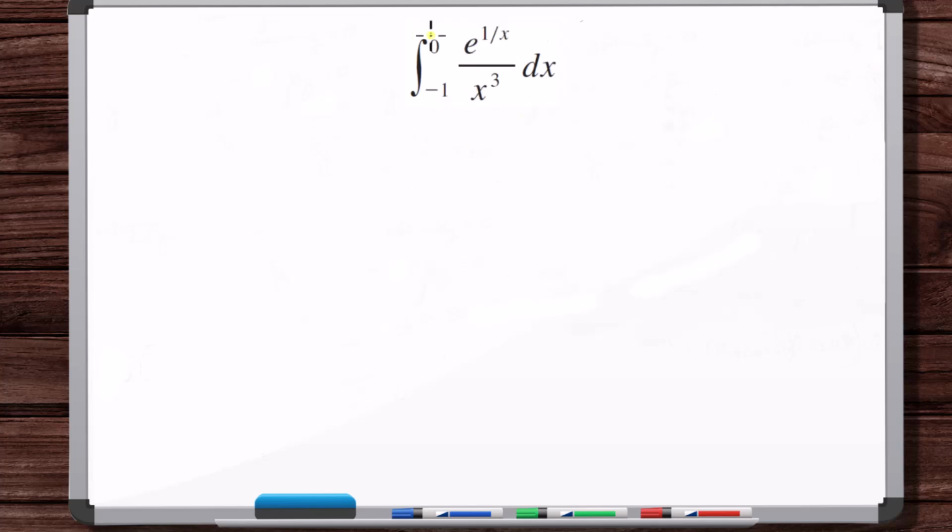Okay, so minus 1 to 0, but we can't divide by 0. So now we just need to do one limit because the 0 is not in the middle. So we would have the limit as t approaches 0 from the left, minus 1 to t. There we go. So okay, let's solve this.